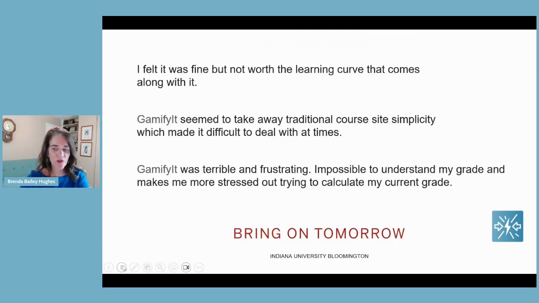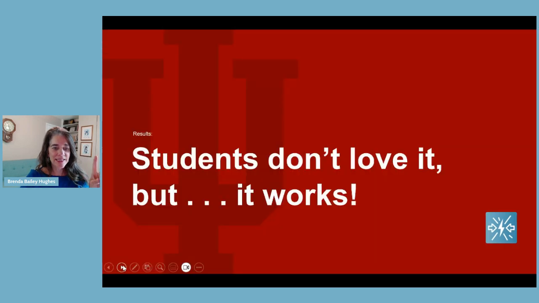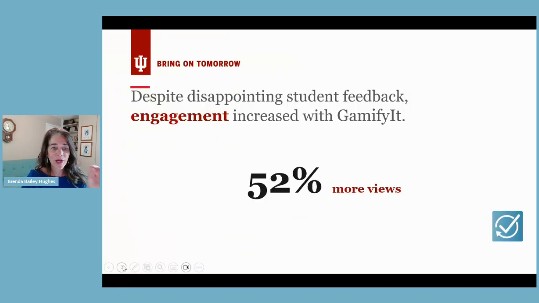And then I also shared with them to further the evidence. I had some qualitative data to add to that quantitative data to explain the conflict by some of the phrases that students used, like it was terrible and frustrating, and it made it difficult to deal with, and it was fine, but not worth the learning curve it took. So we had some commentary from students. Now, remember, I said there's a plot twist. Students don't love it, but here's the real conflict with the data. We actually find that they didn't like it, but it works.